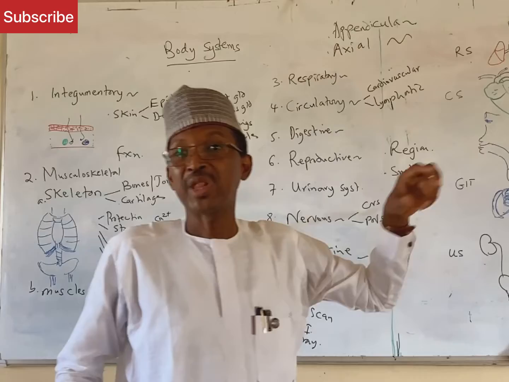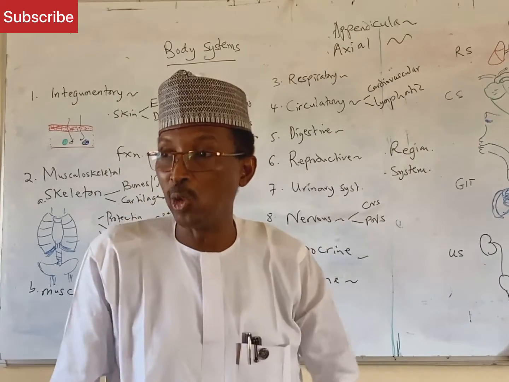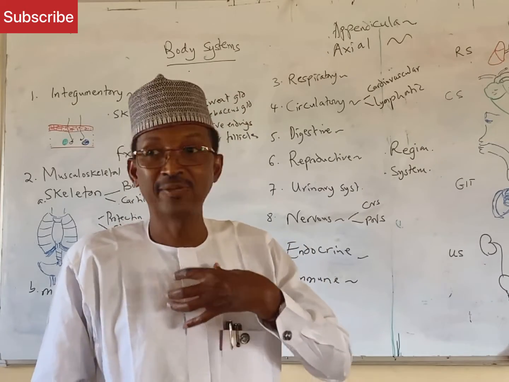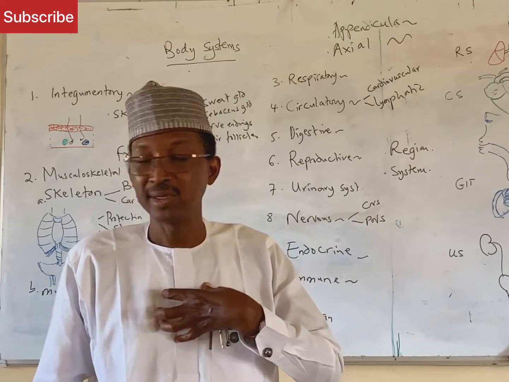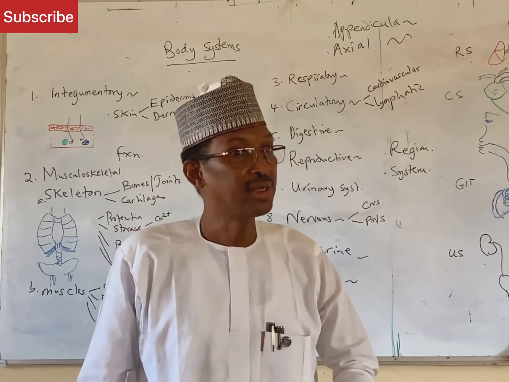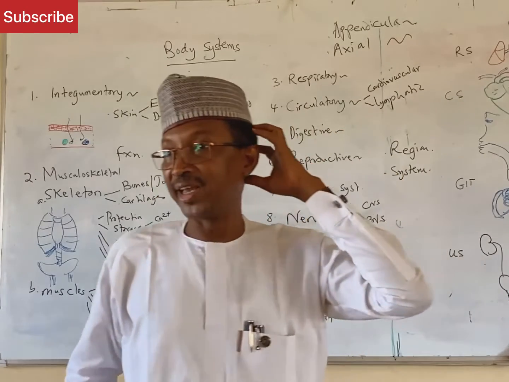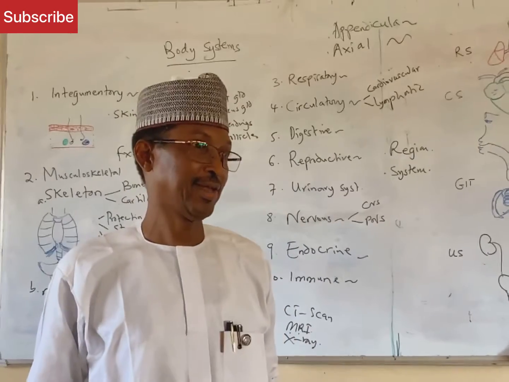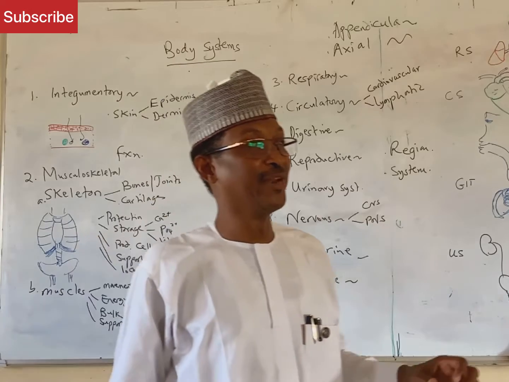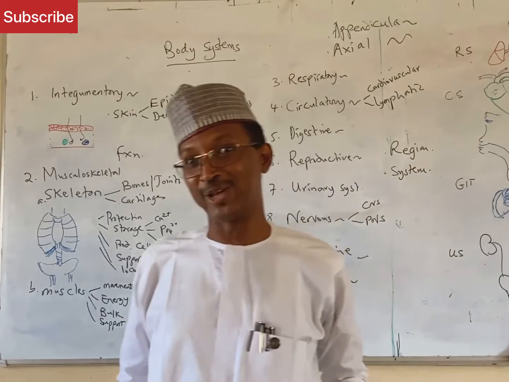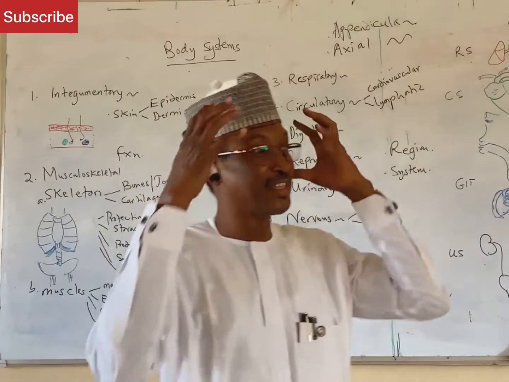So after the upper and the lower limb, they discuss the thorax, then the abdomen, then they do pelvis and perineum. In the final year, they treat the head and the neck. Are you clear? Why do we leave the head and the neck until you reach level 3? It's because this is a very complex area.